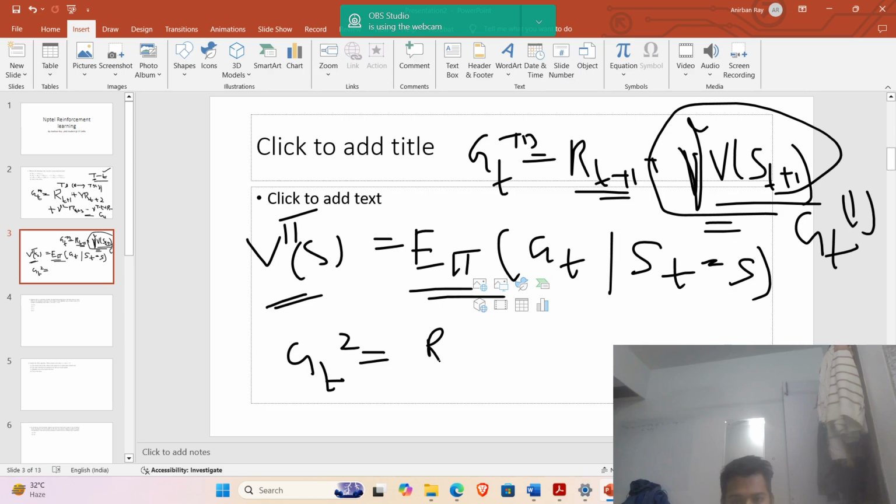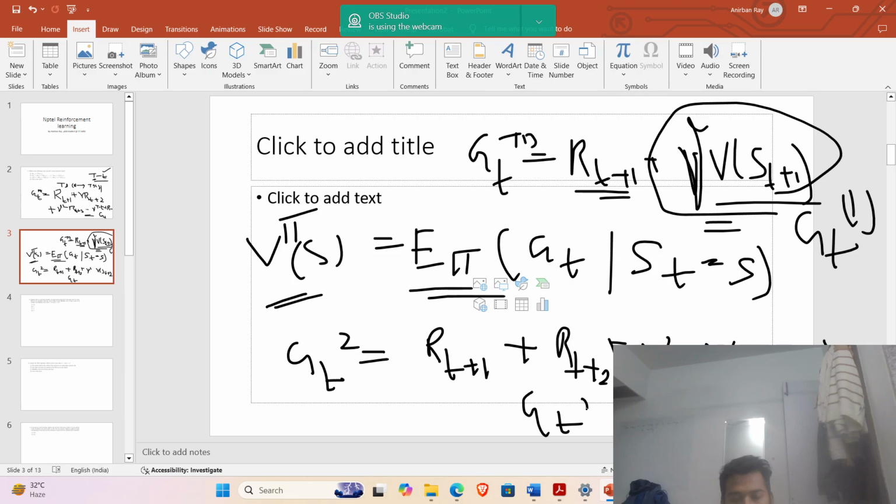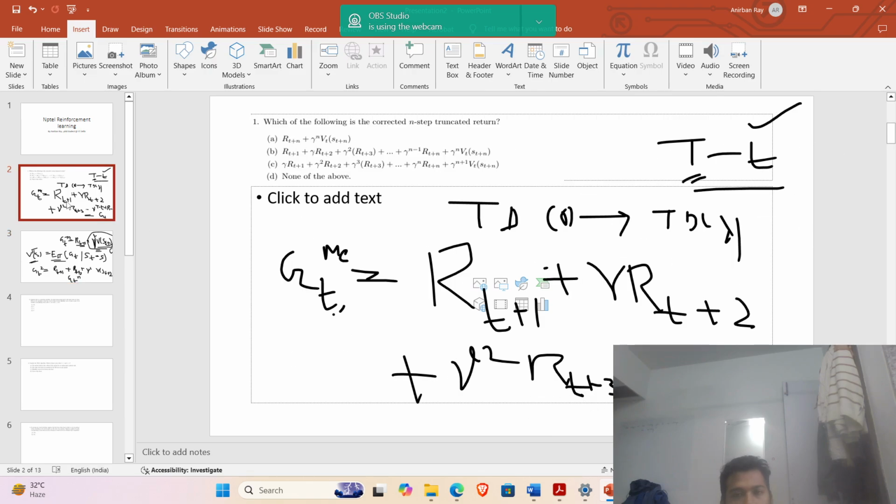It can be written as rt plus 1 plus rt plus 2 plus nu square v st plus 2. Okay, so this is our two step truncated return. Similarly it can be gtn. So after n step you truncate it. So that is what we have asked here, the corrected n step truncated return. So you have to write that one. So you have to just extrapolate to n.